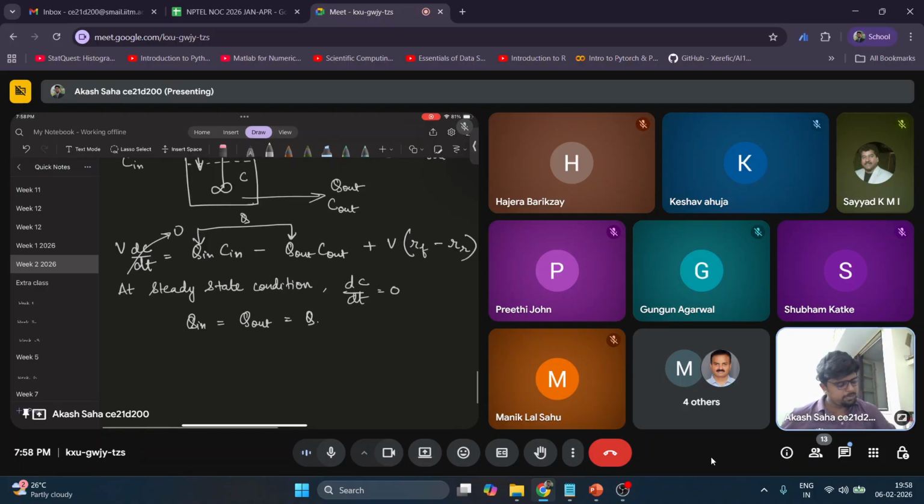So after simplifying, it becomes 0 is equal to Q into (C in minus C out) plus V into, now the rate of formation I am taking as 0 because nothing is getting formed, so 0 minus RR. RR again will be K into C. I will write just C. It will be KC.